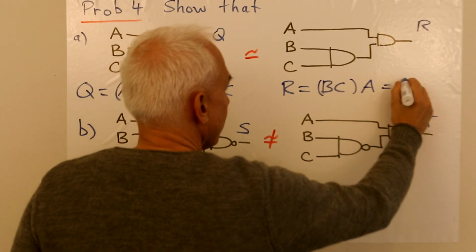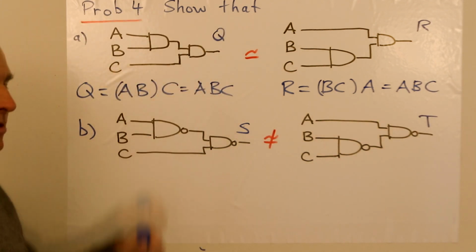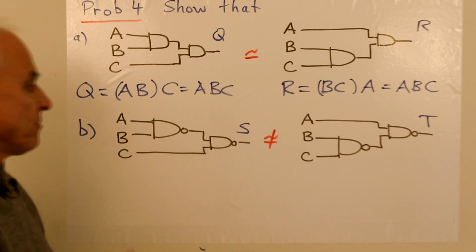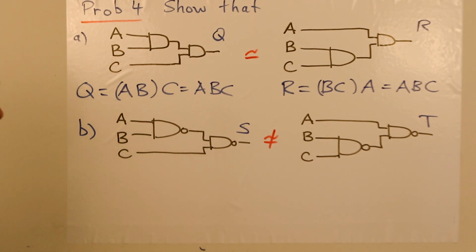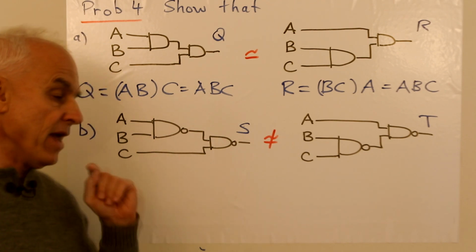And again, we're taking a product, so we get ABC. And clearly these are the same, and it's just telling us that we can perform associativity. Okay, now what about when we replace the ANDs with NANDs?